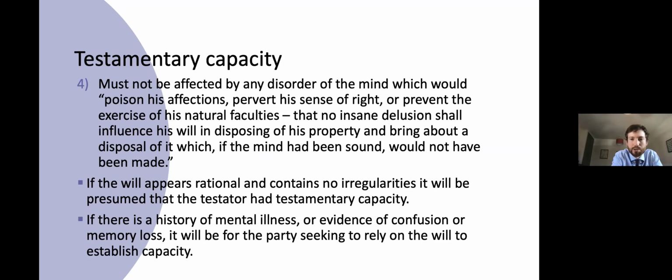Fourthly, and this one is often quoted verbatim because of the colourful language that the judge used, which clearly reflects the level of psychological understanding at that time, and I will quote: the testator must not be affected by any disorder of the mind which would poison his affections, pervert his sense of right, or prevent the exercise of his natural faculties, that no insane delusion shall influence his will in disposing of his property and bring about a disposal of it which, if the mind had been sound, would not have been made. So those are the four elements of the test.